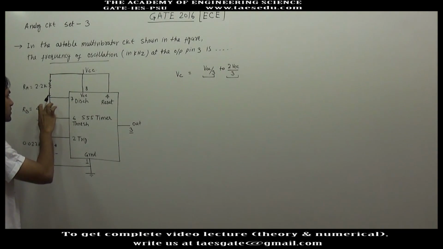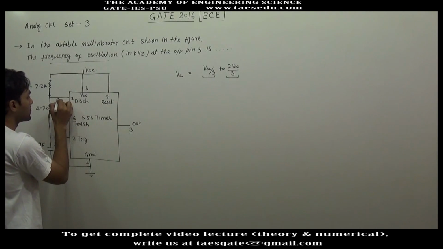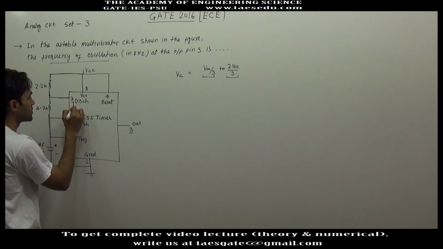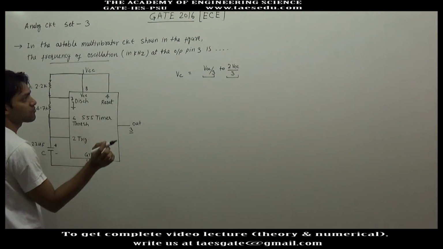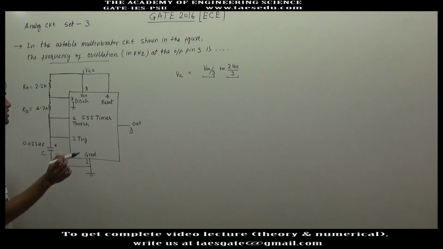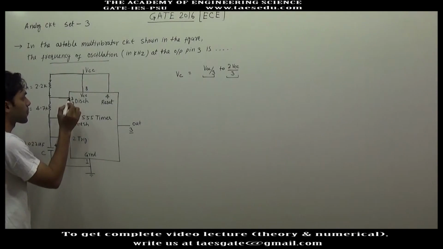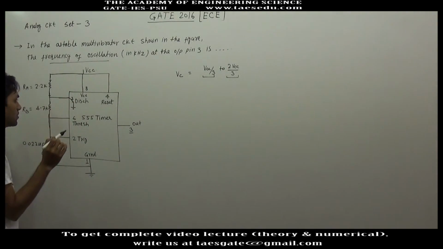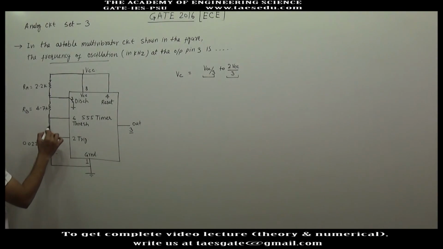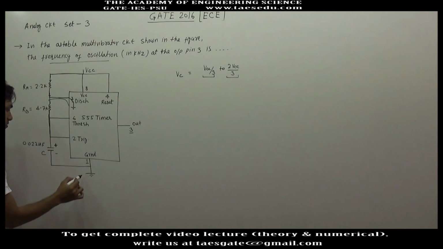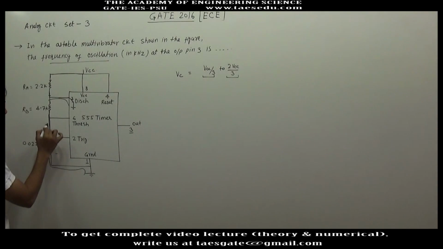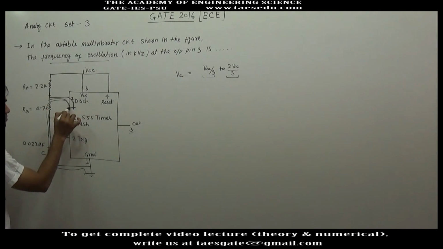But when the capacitor voltage is 2 VCC by 3, the internal circuit is such that this terminal, the discharge terminal, gets connected to the ground, and now this capacitor starts discharging through RB and this ground. From this ground current will flow in this direction, so the capacitor will discharge and the current will again enter to ground.